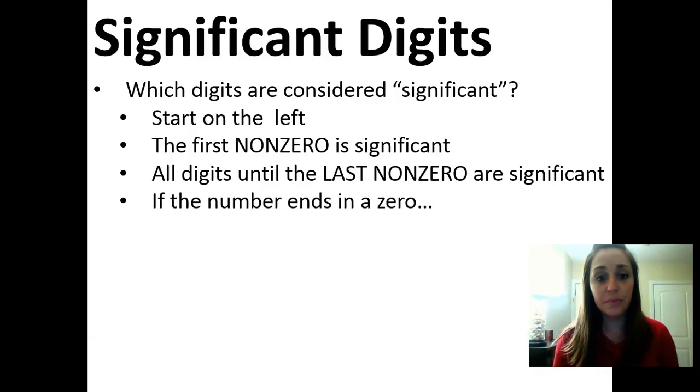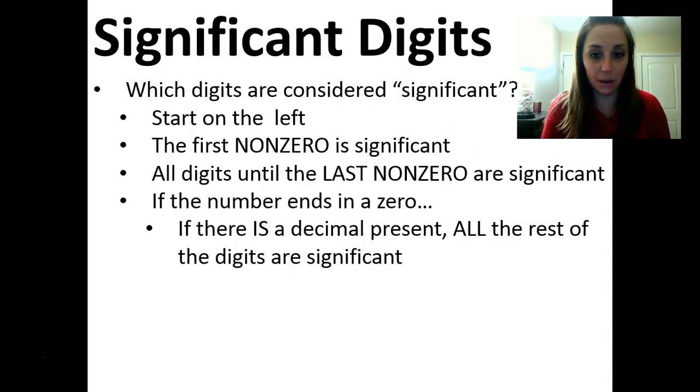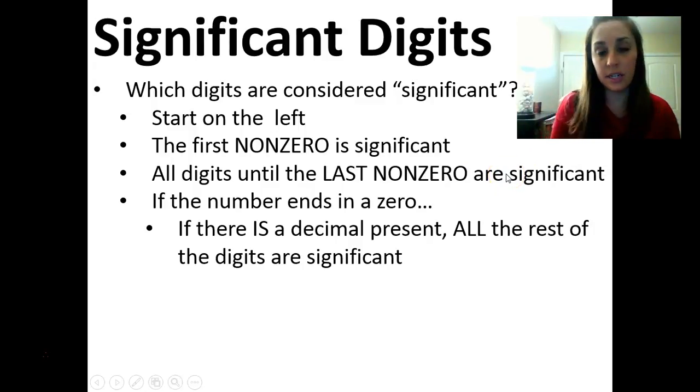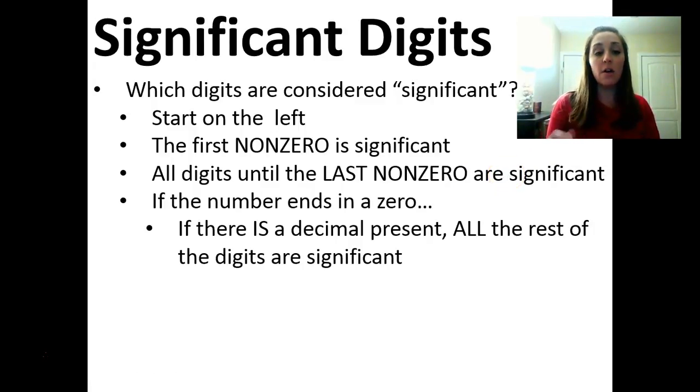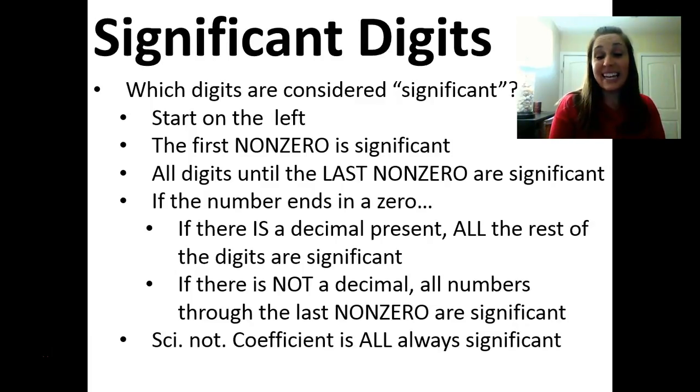If your number ends in 0, then there are 2 rules you need to check for. If there's a decimal anywhere present in your number, then all of the digits till the end are significant. That's still from your first non-zero. If there's any kind of decimal, yes, keep going till the very end of your digits. If there's no decimal ever, then you have a whole number that's ending in a 0, and those zeros are not significant. In scientific notation, everything in the coefficient is always significant.